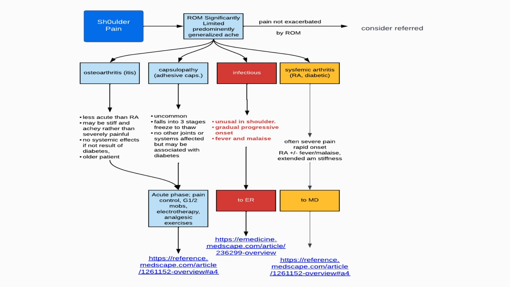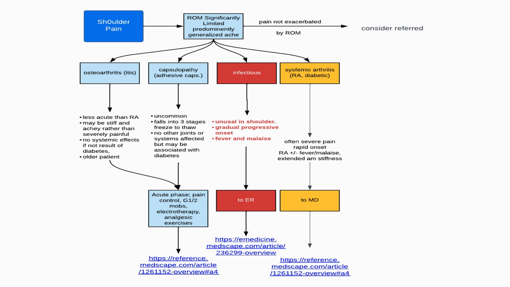And then you have a systemic arthropathy, so rheumatoid, diabetes, ankylosing spondylitis. The pain is generally more severe than osteoarthritis or capsulopathy, although capsulopathy can be really quite bad in the early stages. It's a rapid onset. It levels out fairly quickly. If it's rheumatoid, there may be fever and general malaise, and there's an extended morning stiffness, more than 2 hours generally.